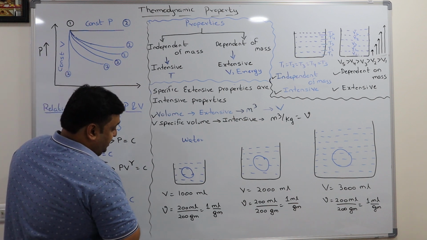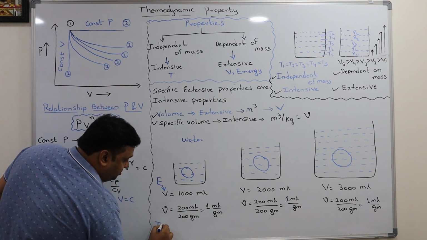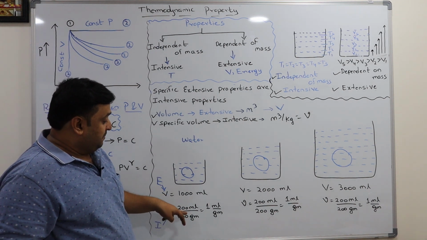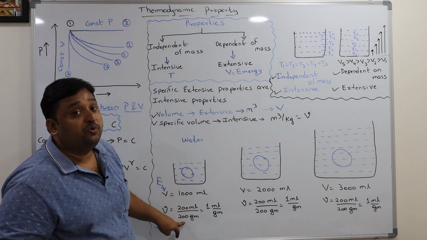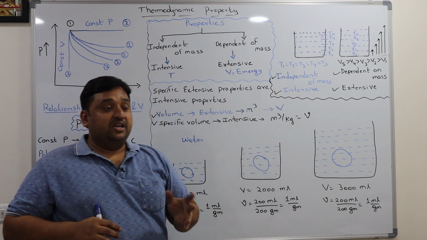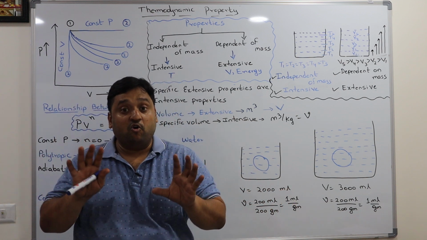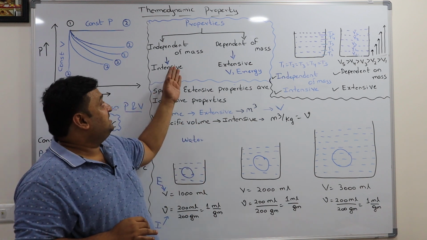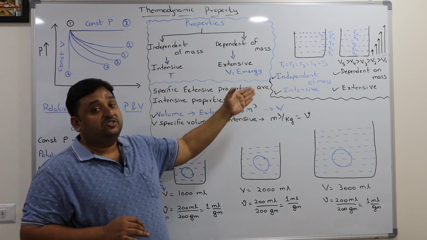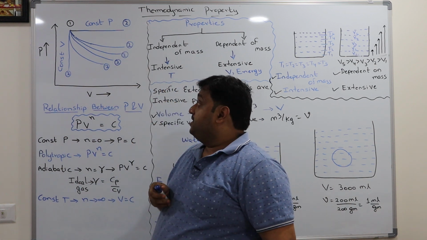That means an extensive property like volume can become an intensive property like specific volume if you measure the property with respect to unit mass. That is why in thermodynamics there are extensive properties and intensive properties in general. I hope now you got what are extensive properties, what are intensive properties, and what are specific extensive properties.